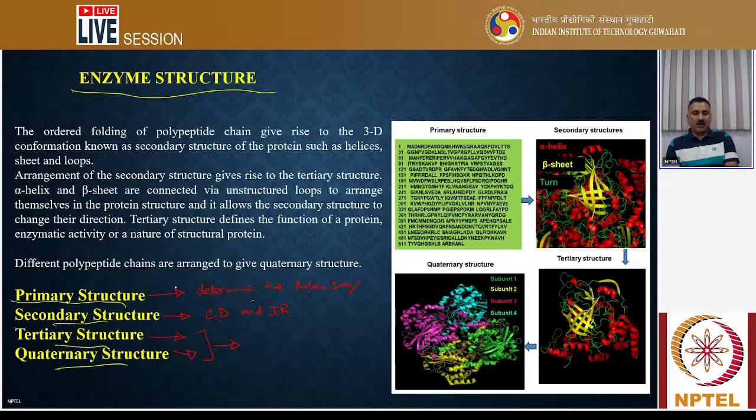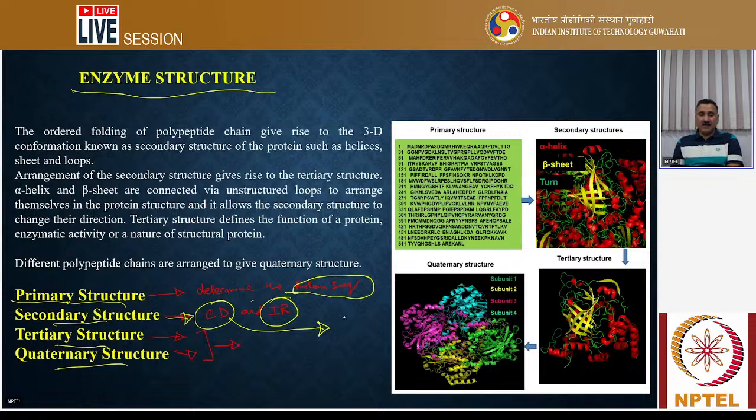We discussed how you can determine the primary structure, so you can do the protein sequencing. Then we discussed the secondary structure. For the secondary structure, you can use CD and IR. And I have taken you to my lab also, where Professor Nitin Chaudhary has discussed how you can collect the CD data and how you can analyze the CD data.